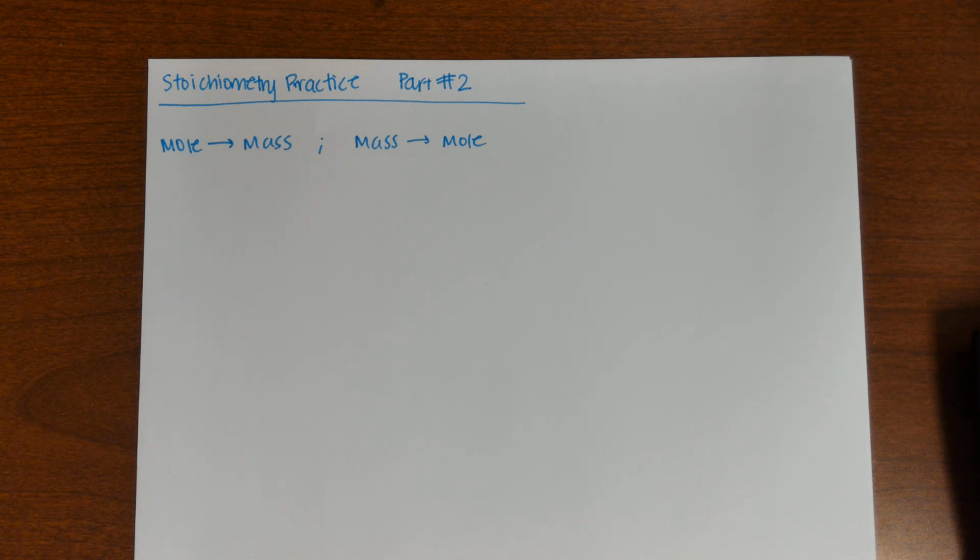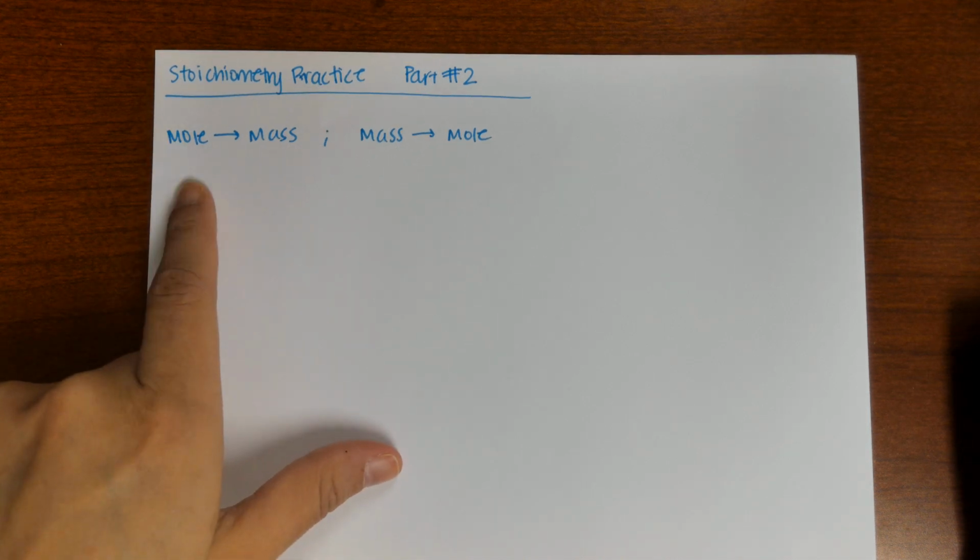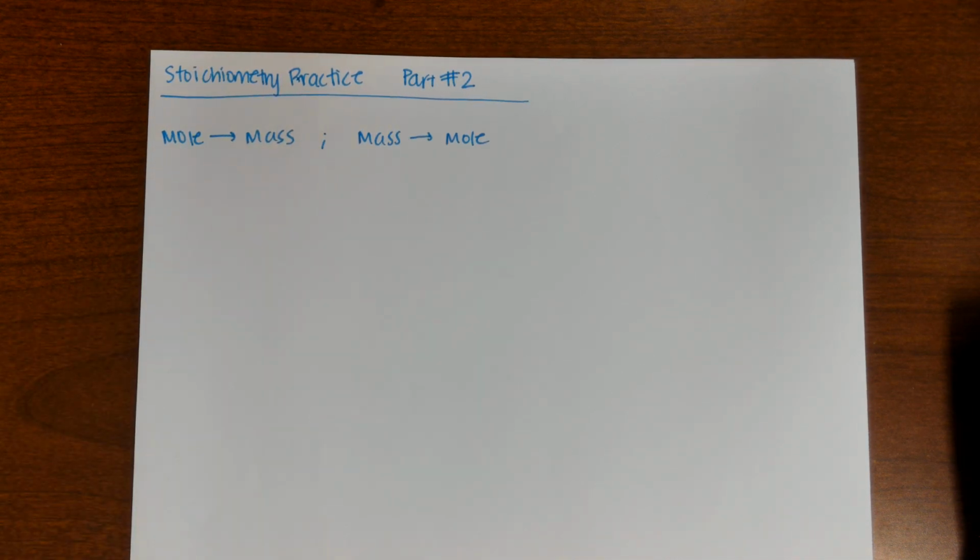So this is part 2 of stoichiometry conversions. In the previous video we just did mole to mole, so like a one-step conversion in the train tracks. Today we will be doing 2 steps. So we'll do mole to mass and mass to mole. So make sure you have your periodic tables and calculators to help with the calculations.